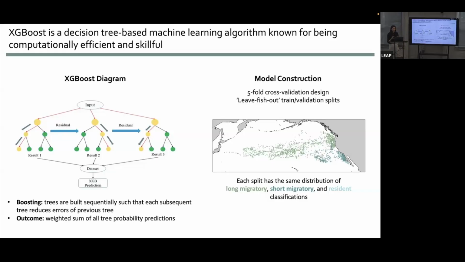So each split here has the same distribution of all 3 of our migratory classes: the long migratory, short migratory, and resident fish.